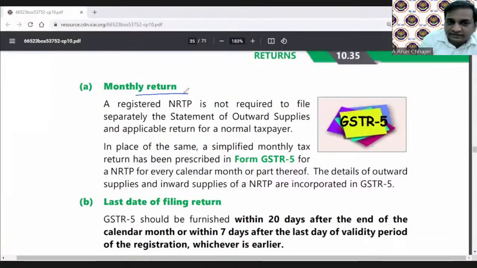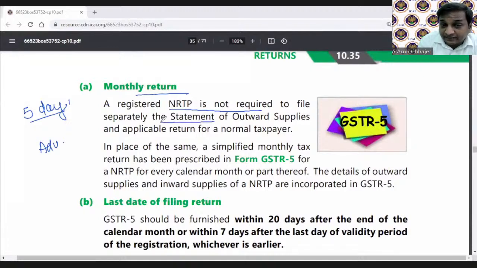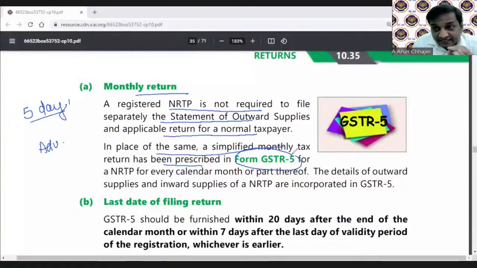They need to file monthly returns. As per the provisions we have discussed, they have to file the application 5 days in advance and pay the tax in advance. There is no annual return. A registered NRTP is not required to file separately the statement of outward supply and the returns applicable to a normal taxpayer. In place, a simplified monthly tax return has been prescribed in GSTR 5. So a non-resident taxable person will file the GSTR 5 only. It will have the details of outward supplies and inward supplies of the NRTP.